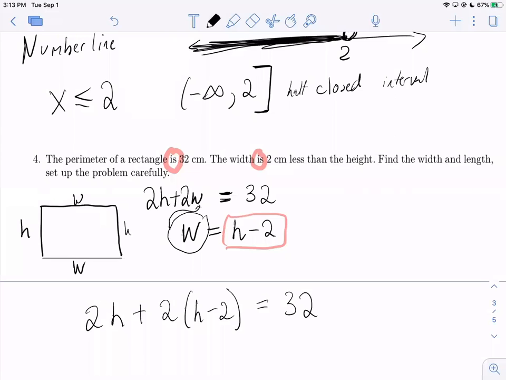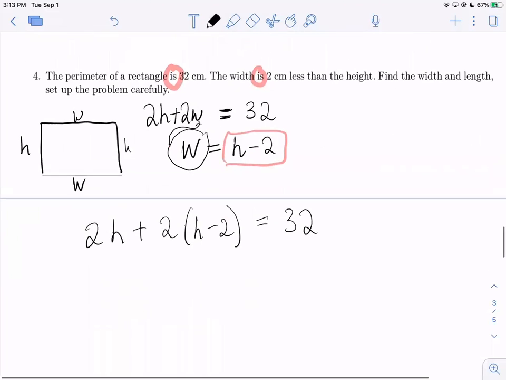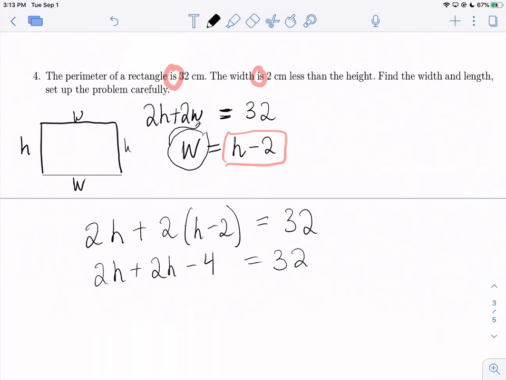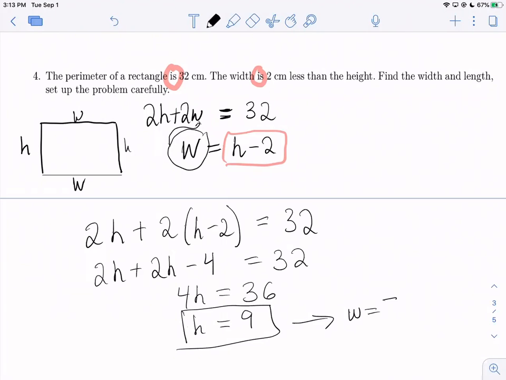Whenever I do a substitution, these are the steps that I really think are important to write out. So I'm not skipping any steps here. I'm carefully writing everything that I'm substituting. Now I'm going to expand, and I'm still going to write everything out. So I'll write 2h plus 2h minus 4 equals 32. And now I'm combining the two h's. I'll move the 4 to the other side. So I have 4h equals 36, or in other words, h is equal to 9. And if h equals 9, it's also good to remember that w equals 7.